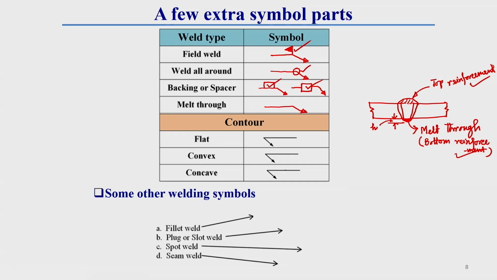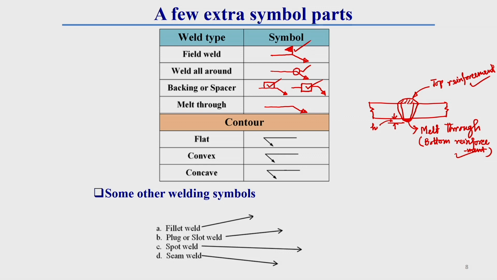Actually, this is an essential part of a weld joint. So, these are required for the strength requirement of a welded joint. Now, this melt through, which is the molten material coming out from the bottom side of the weld, is called melt through.